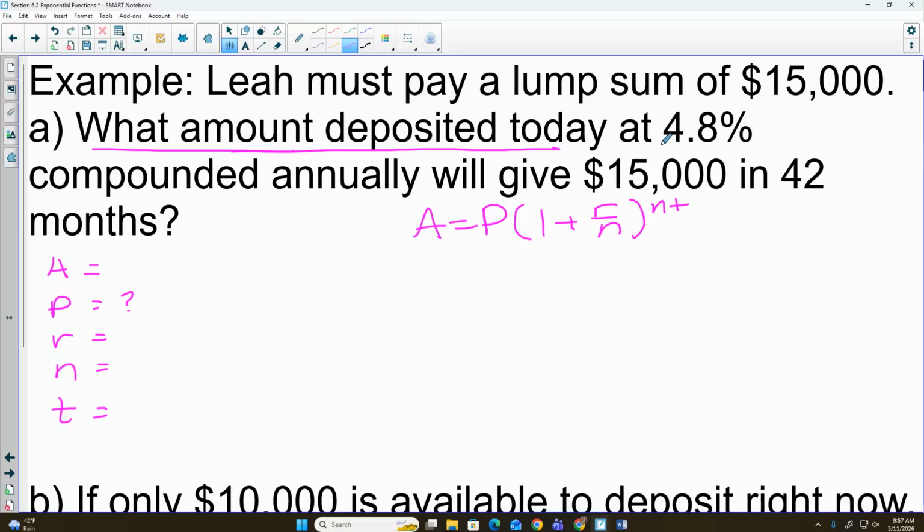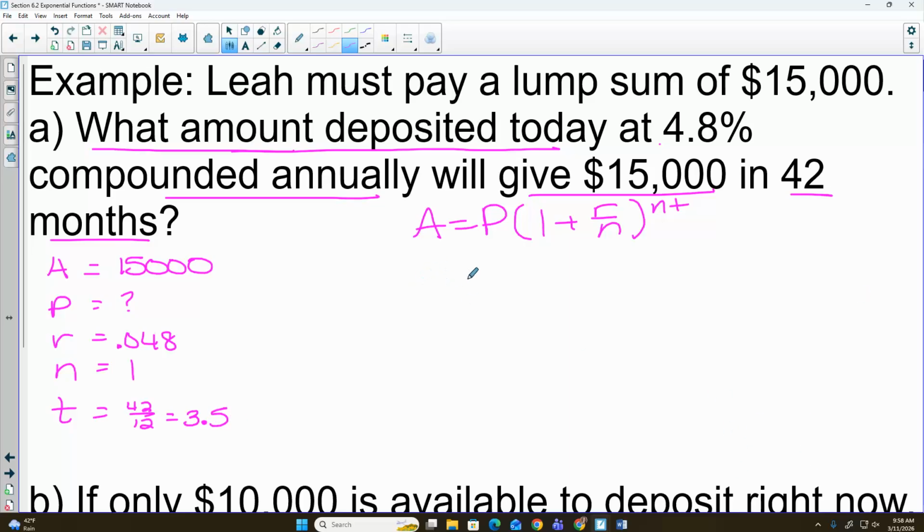4.8% would be 0.048. Which variable does that go for? The rate, the R, 0.048. Compounded annually. Annually is how many times per year? Once. Which variable is that? N. Will give us $15,000. So that's what we end with. Which variable is what we end with? In 42 months. That's giving me my time, but it has to be in years. So we have to divide by the 12 months in a year.